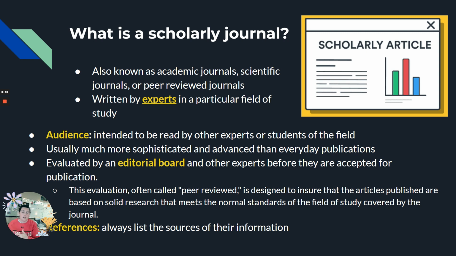Remember back to second and third quarter, we were talking about ethos, pathos, logos, all that kind of stuff. You want to make sure that you've got quality, reliable sources, all right? Scholarly journals are intended to be read by other experts in that field, meaning it's not always going to be written at a language level that might be appropriate for you, so just know that in advance. They're usually much more sophisticated in language.